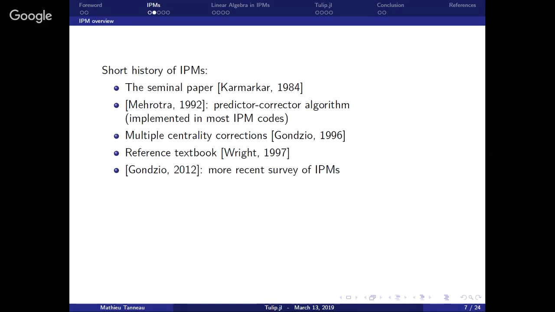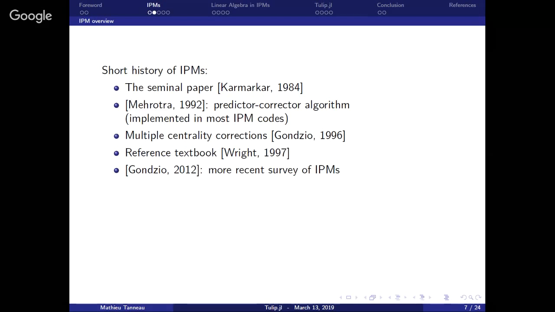So very briefly, the main paper was written in 1984 by Karmarkar. Then there's a very famous paper from 1992 that essentially gives you the basic framework that is underlying probably 90% of interior point implementations in linear programming. That's called the predictor-corrector algorithm of Mehrotra, and I'll make a few references about this. And in 1996, there was an algorithmic innovation proposed by Gondzio that is called multiple centrality corrections. If you're familiar with interior point, you might recognize some of these. If you're not, don't worry, I'm just giving you pointers if you're interested.